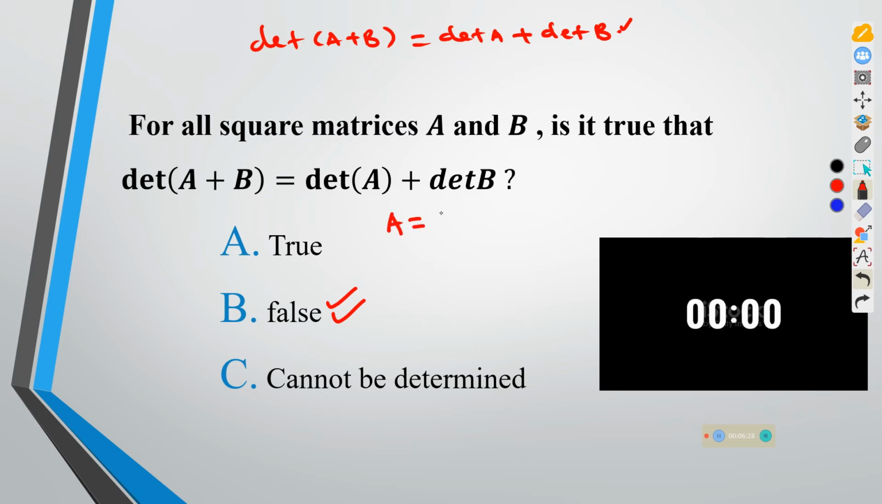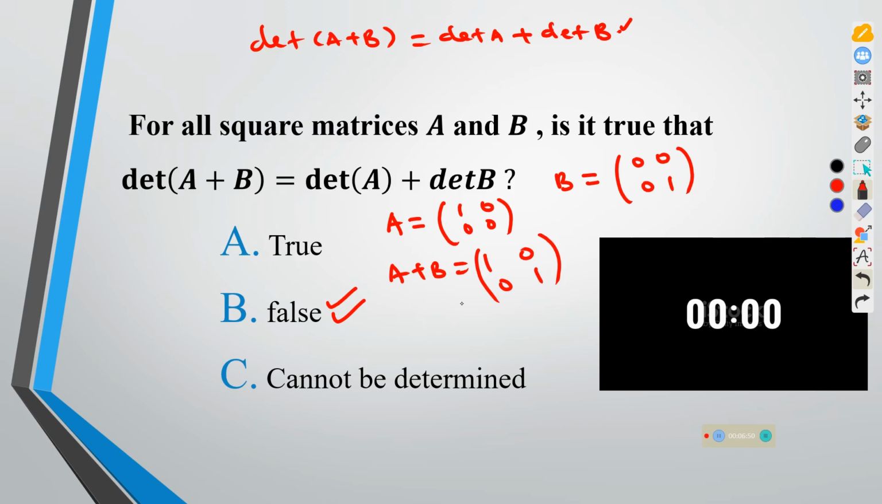For example, if you have A as 1, 0, 0, 0 and B as 0, 0, 0, 1, let us look at this matrix. If you get A plus B, this will be the same as 1, 0, 0, 1. That is the matrix A plus B.